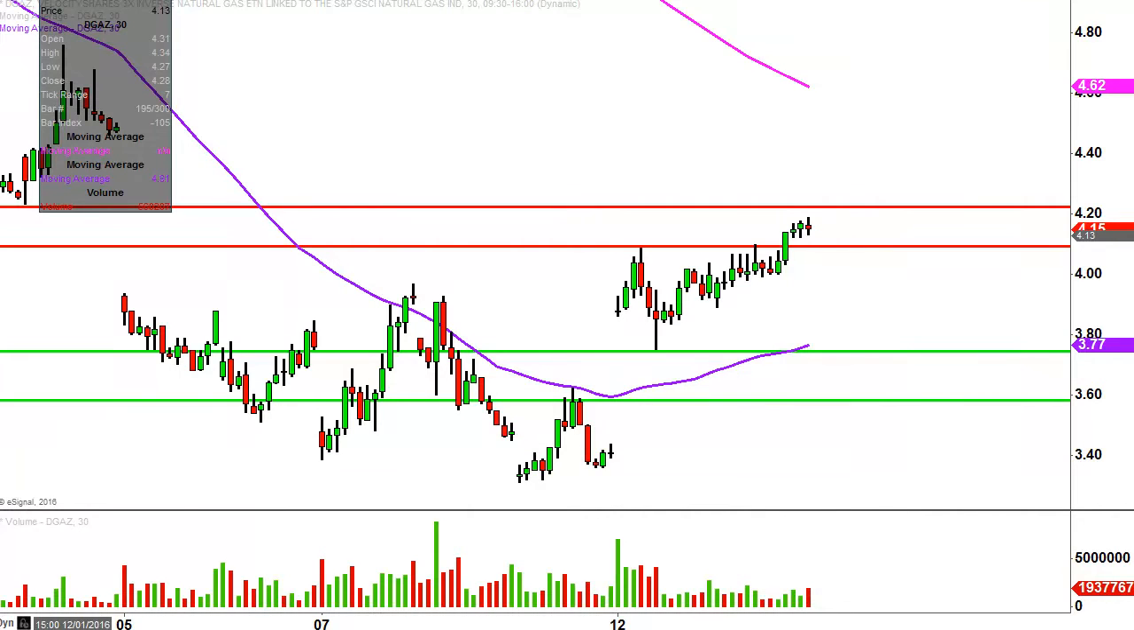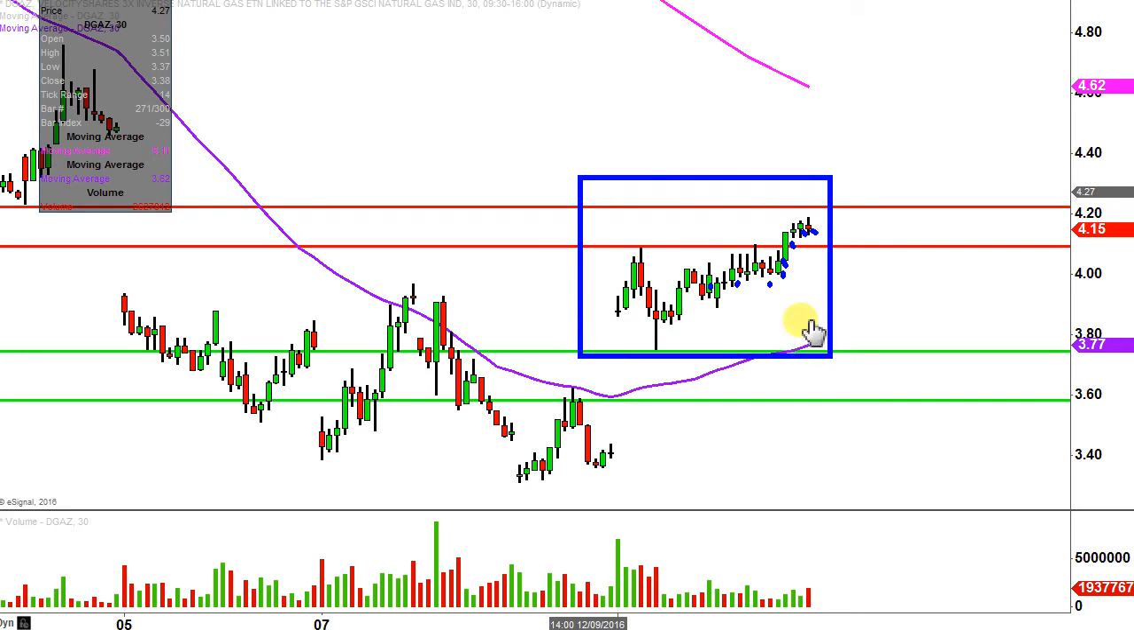Real quick, what do I mean by 30-minute in case maybe you're new to charts? Instead of each one of these candlesticks representing 1 day's worth of price action, which is what you would normally see, each one represents 30 minutes. So while this here may look like a couple weeks worth of time, it's actually just the past 2 days broken down into 30-minute time slices.